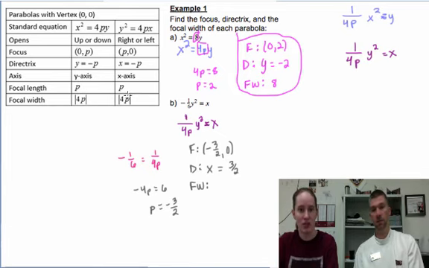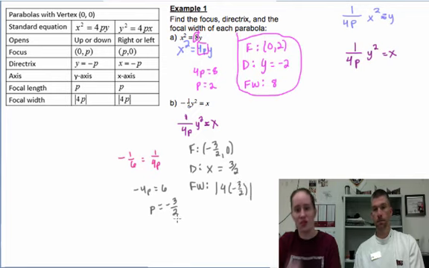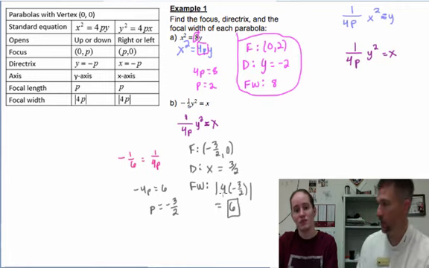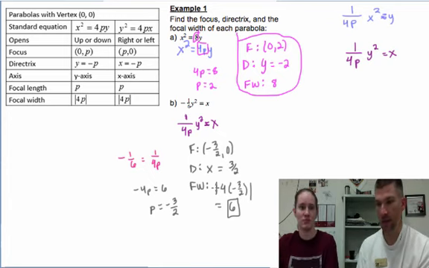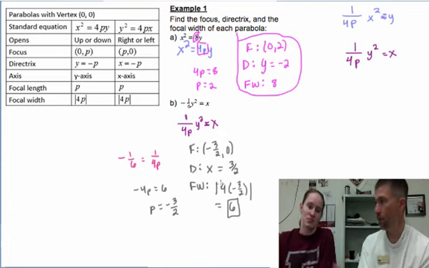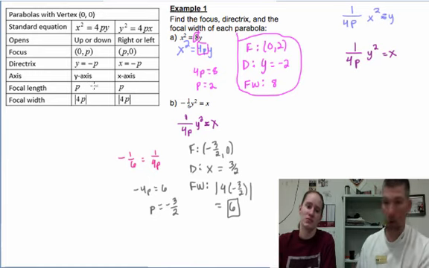4p would be 4 times negative 3 halves, with the absolute value, which is 6, because that's 12 over 2, or 2 times 3. And remember, the focal width will never be negative because it is a distance. Just like if we were to get in our car, it doesn't matter if we drive in reverse or forward, the odometer will only roll up.